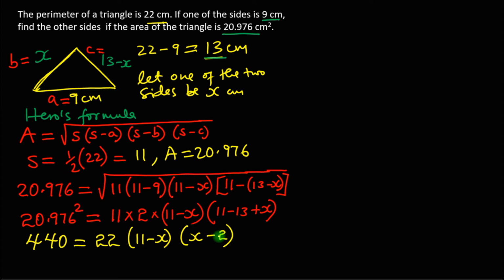Then from there, I divide both sides by 22. So divide by 22, and also the other side I divide by 22. So 440 divided by 22, I will end up getting 20. Now, let me expand this value: 11 multiplied by what is in the second bracket, x minus 2, close the bracket, then minus x multiplied by what is in the second bracket, x minus 2.